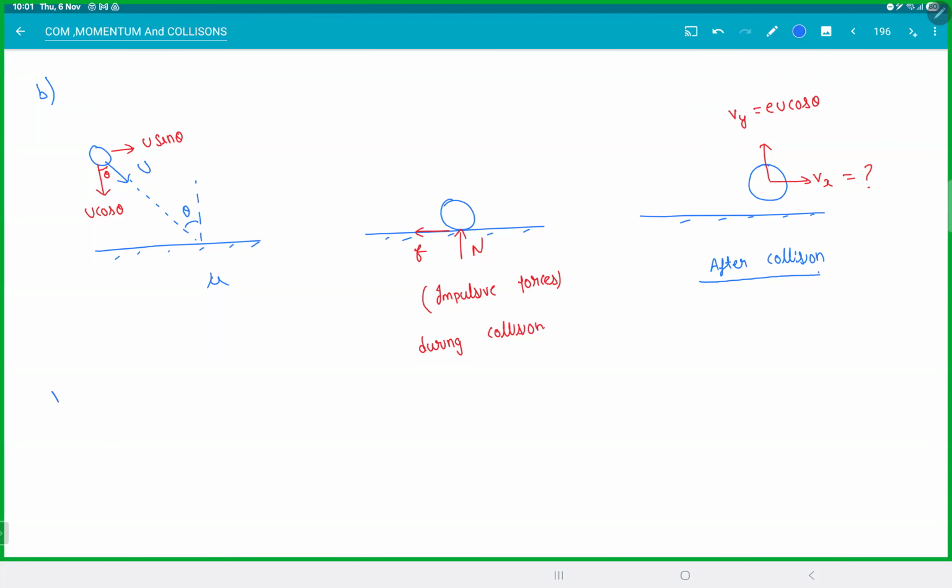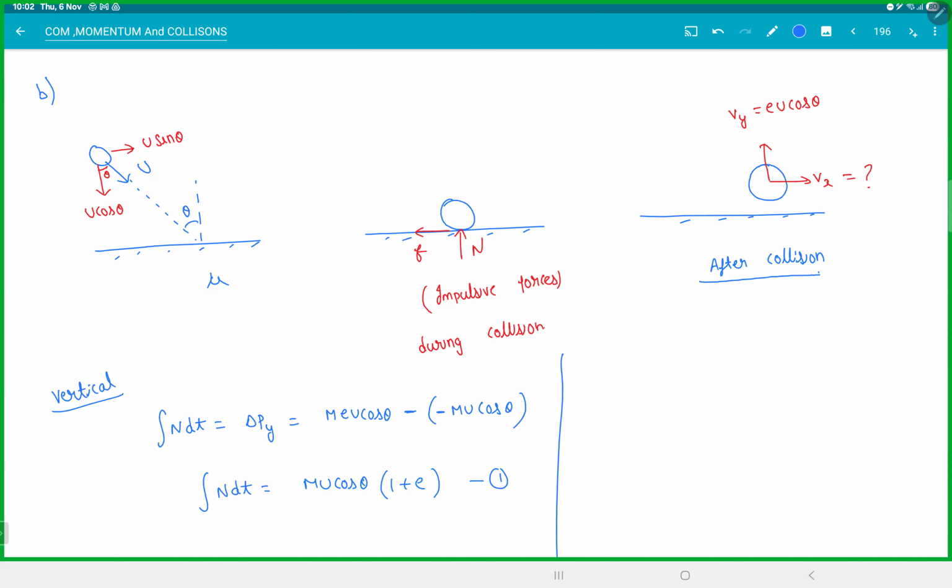Great. Now in the vertical direction, what are the forces acting? We are ignoring mg because it is non-impulsive. Integral N dt will be the change in vertical momentum. So v final minus v initial. So this will be m into e u cos theta, that's your final momentum, minus of minus m u cos theta because it is coming down. Again, don't worry about the integral. We're not going to integrate anything. This will be m u cos theta into 1 plus e. This is the impulse due to the normal reaction, basically. So the normal reaction on the ground is changing the momentum by this much.